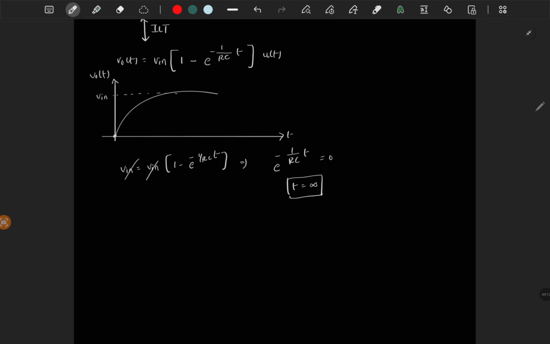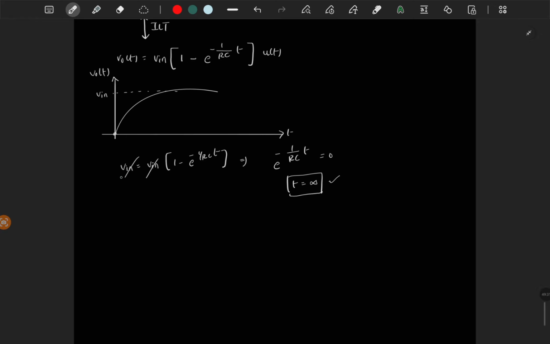So do we really need to wait until infinite time for the circuit to reach steady state? It's not practical, right? So we have to get some steady state value at some finite time. So we don't take this one. Generally, a better choice is the time at which the output reaches 99% of its input voltage. At what time t is that? We don't know, but we can find it.